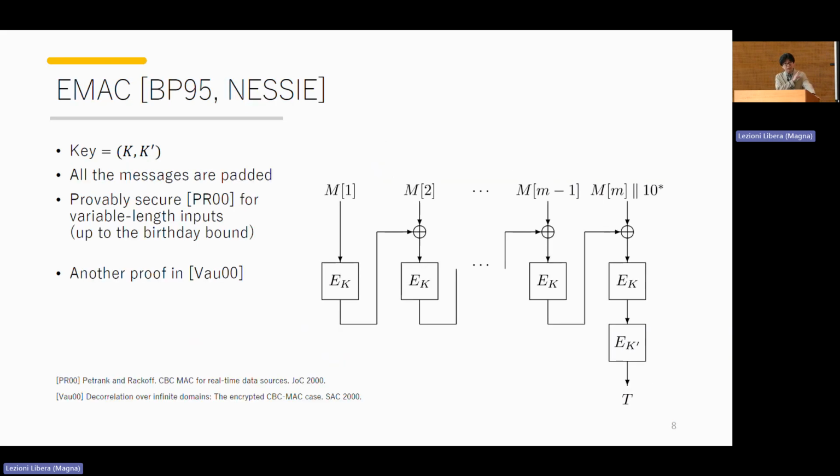This is another one called EMAC. It uses 2 keys, and we run the CBC-MAC and encrypt the result to obtain the final tag. All the messages are padded, and this is provably secure for variable length inputs up to the birthday bound. And there is another proof by Petrank and Rackoff.